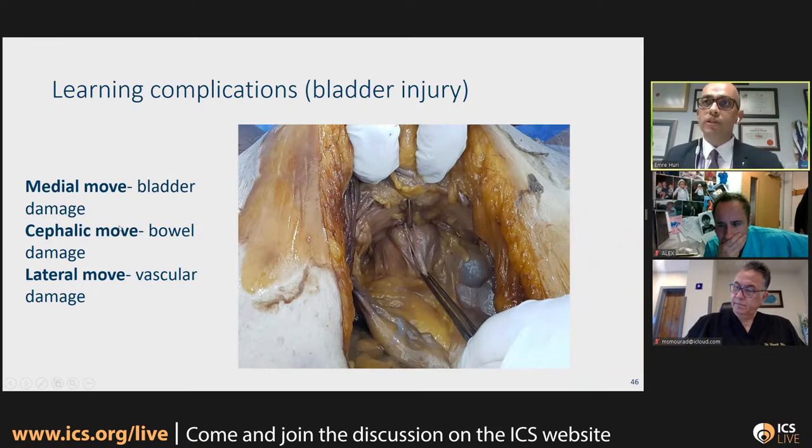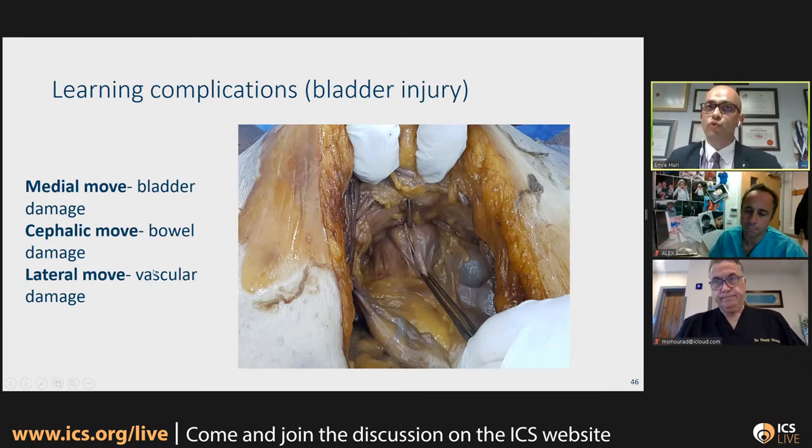If we move the trocar medially, we can cause bladder damage. Also a cephalic move can cause bowel damage, and a lateral move can cause vascular damage. So the cadaveric experience will be helpful to improve your surgical skills and hands-on training.